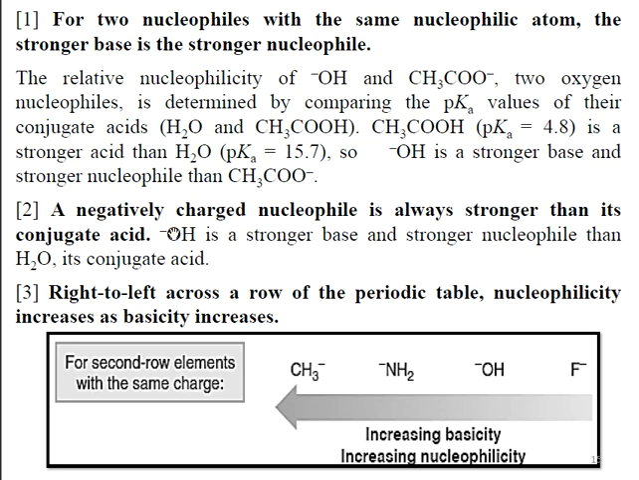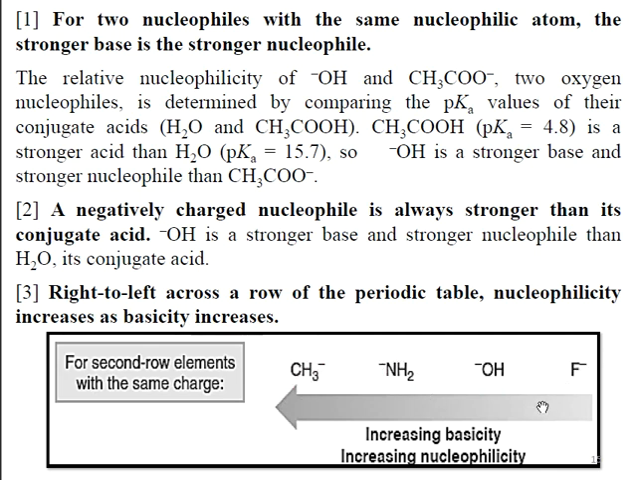For this reason, if you compare OH minus with H2O, which one is more basic? This is more basic, a strong base meaning strong nucleophile, and this weak base will be a weak nucleophile. Going right to left across a row of the periodic table, the nucleophilicity increases as the basicity increases. This nucleophile is stronger than this, and the base of CH3 is stronger than this.